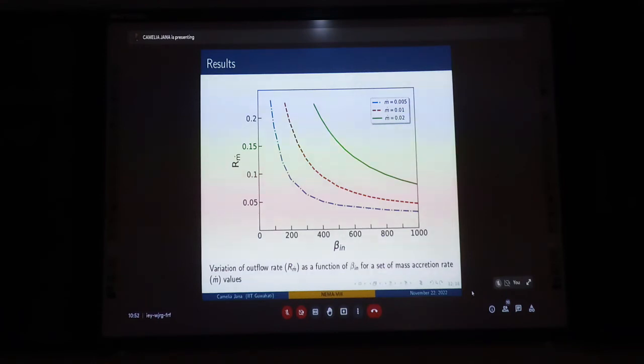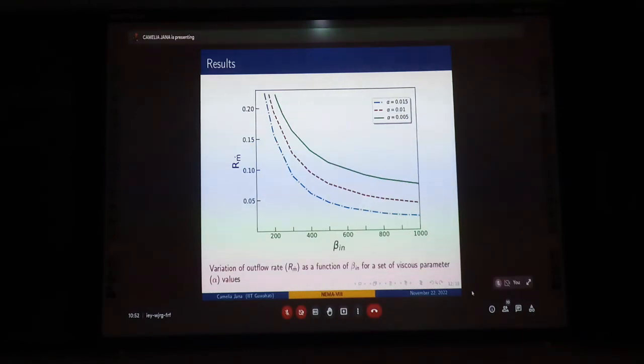So basically, whether the energy at shock is increasing or decreasing: if the energy at shock increases, the outflow rate will increase. If it decreases, the outflow rate will decrease. Next, we have plotted the outflow rate with beta for two different values of the viscosity parameter alpha. We can see that if we increase the alpha, the flow will lose energy. If we increase the viscosity, the flow will lose energy, and that's why the outflow rate decreases if we increase alpha.